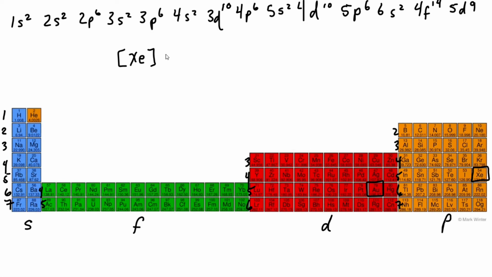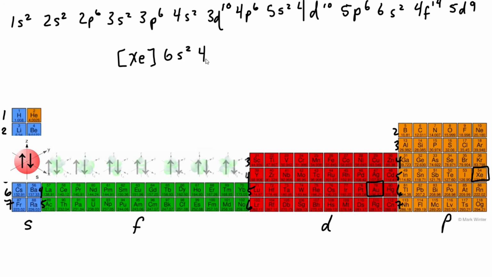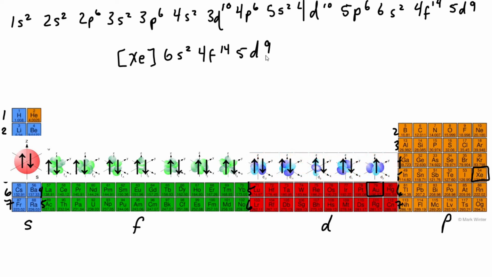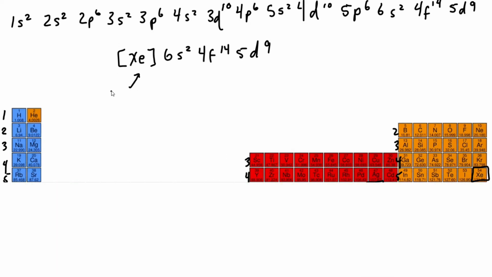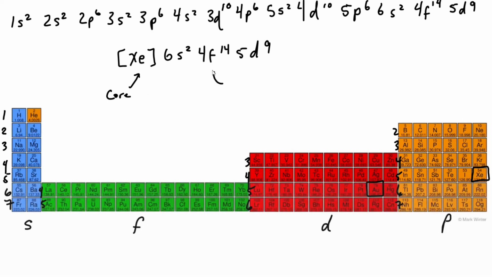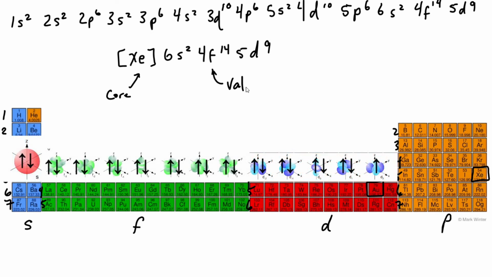Okay, so that is the 6s2, 4f14, and 5d9. Okay, so this is just a shortened version of the same thing. So here we're indicating which are the core electrons, so core, that again don't participate in any kind of chemistry, and our valence electrons, which do.